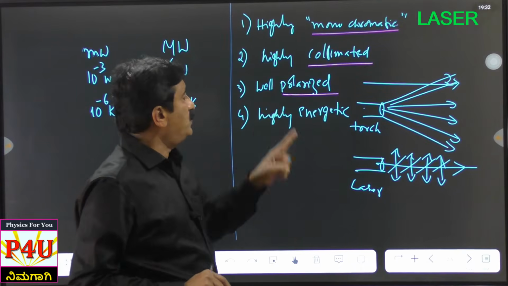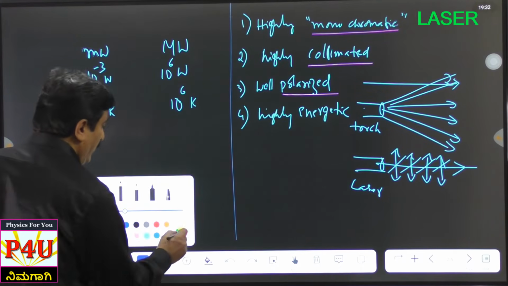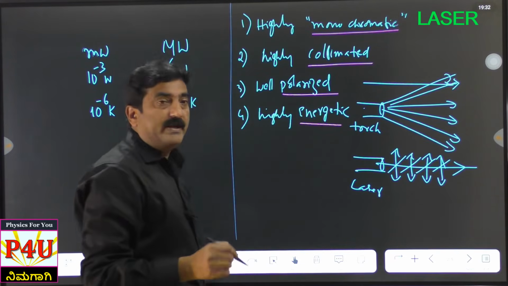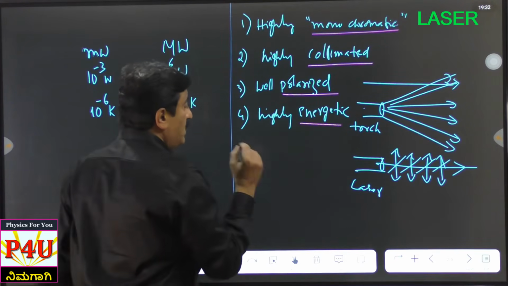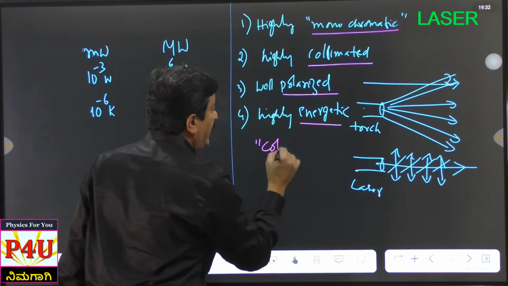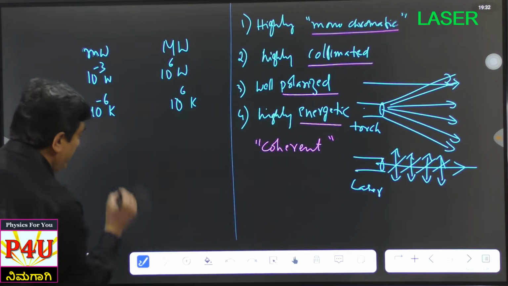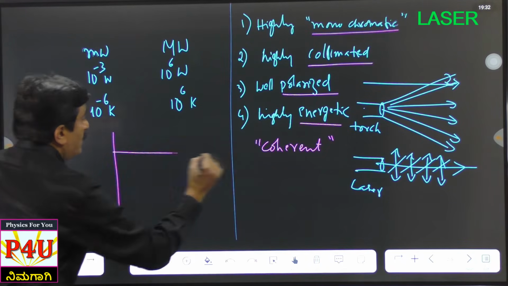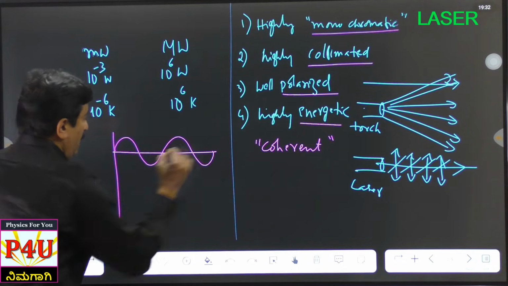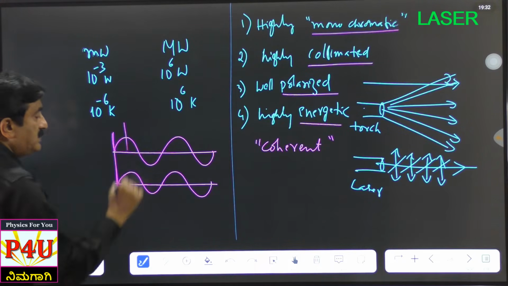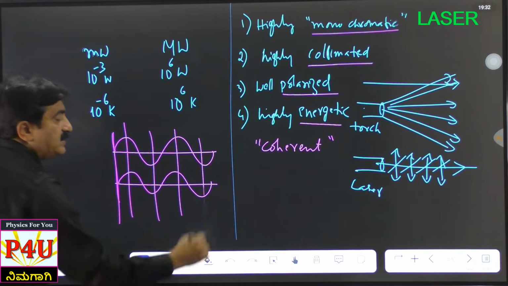Now, how to produce such type of laser beam? Okay, so these are all the special properties. It is monochromatic, collimated, polarized, energetic, and one more, it is coherent. What do you mean by coherency? See, if the wave is traveling like this, okay, I start from here. One wave is traveling like this, another wave is also traveling like this. Everywhere the waves are matching, then we call it as coherency.